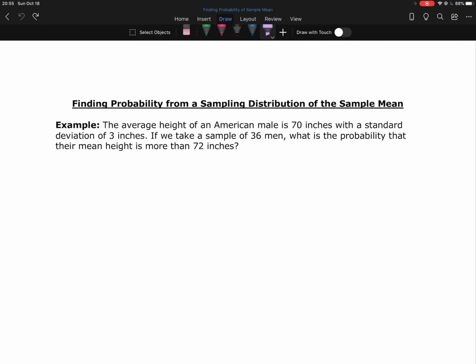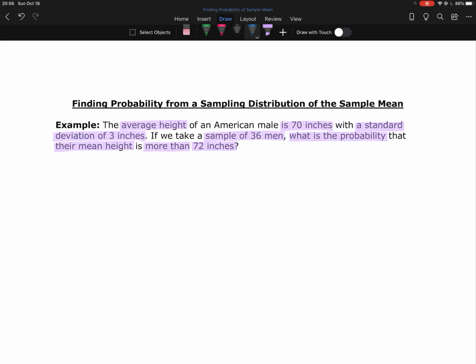Yes, I can. So the average height, also known as the mean, is 70 inches. And the standard deviation is 3 inches. We are sampling 36 men. We're being asked to find the probability that their mean height is more than 72 inches.